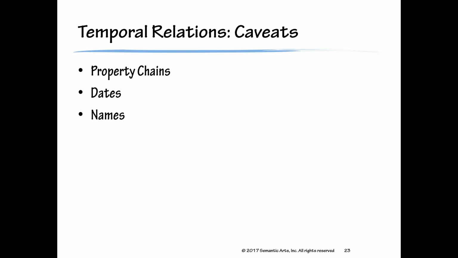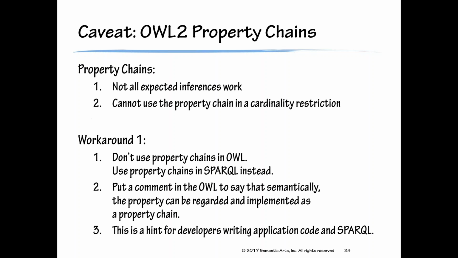Okay. So temporal relations, there's no easy lunch here. There are workarounds and all sorts of things that aren't as easy as you want them to be. And gosh, we've struggled a lot about this over the years, and we've gotten a lot of experience. So we'll go through a few of these caveats and challenges. One is property chains. Yes, I can create a property chain, and OWL does support property chains, but it only provides limited support. So I'm not going to go through the details.